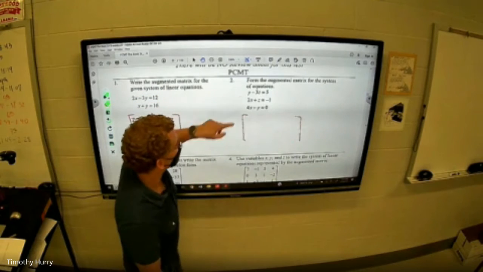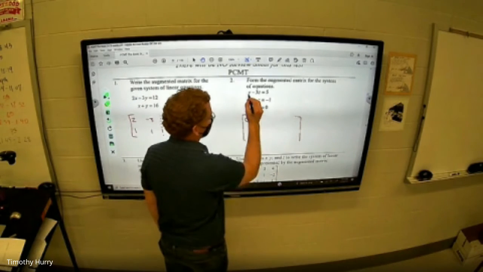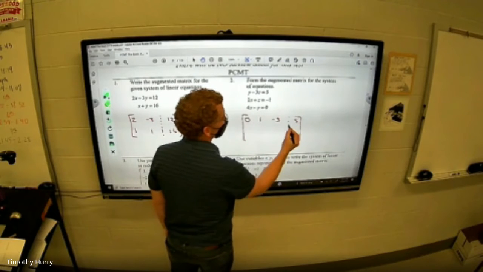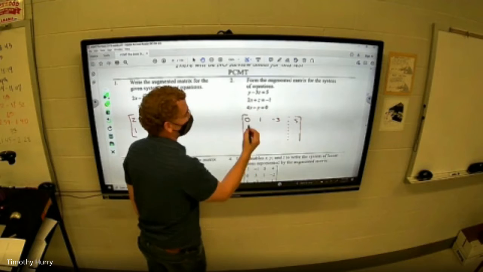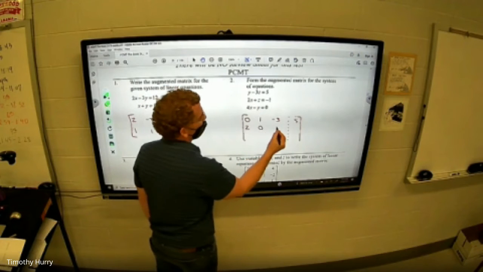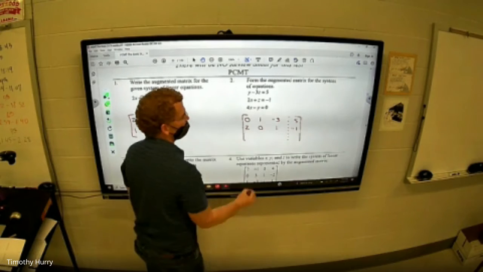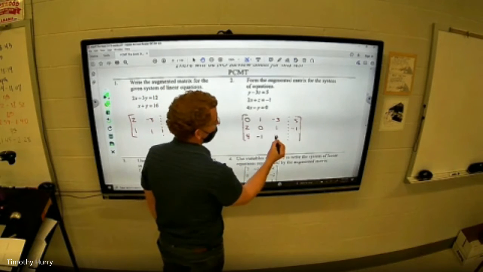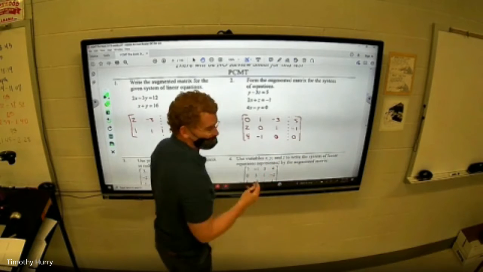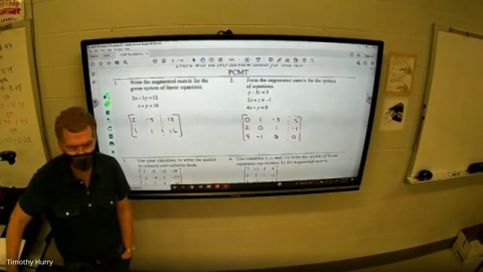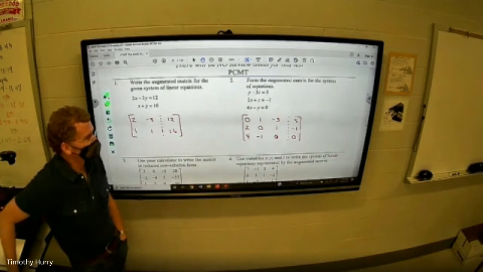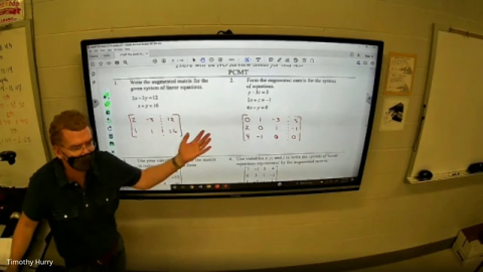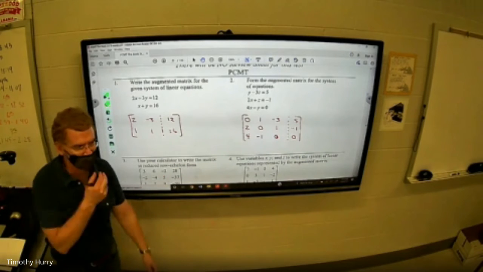See, this one has no X's. So 0, 1 Y, -3 Z's, and a 5 constant. This one has 2 X's, no Y, 1 Z, and a -1 constant. And this has 4 X's, -1 Y, no Z's, and a 0 constant. Y'all with me? So that would be the augmented matrix. Now, I haven't done anything with it. But again, at least I know how to do that. I understand what an augmented matrix is.